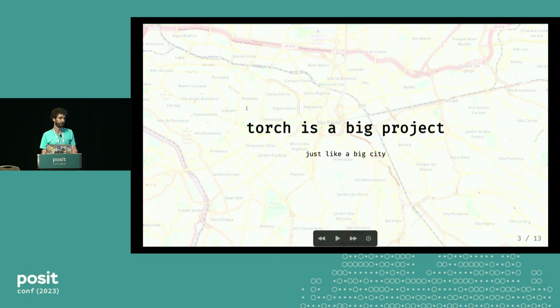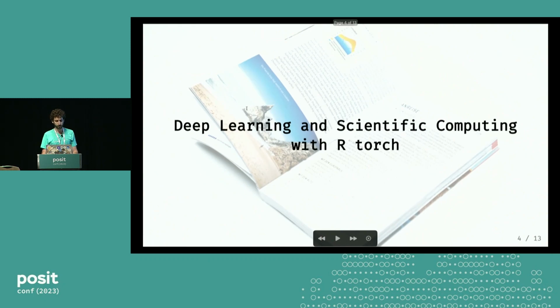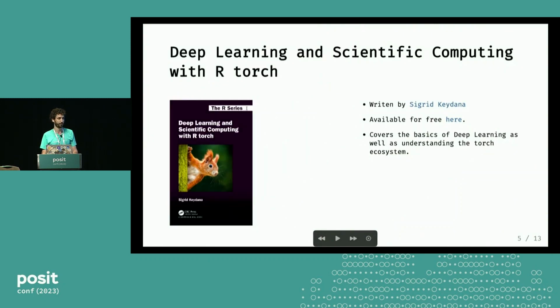But Torch is a big project, and just like a big city, it's hard to find your way around it when you are getting started. And we hope this is much better now because we recently announced the Deep Learning and Scientific Computing with R Torch book. This book was written by Sigrid Keydana, my colleague at Posit, and it is available for free online, or you can buy it from CRC Press. And it covers the basics of deep learning as well as implementing the models in Torch and R.